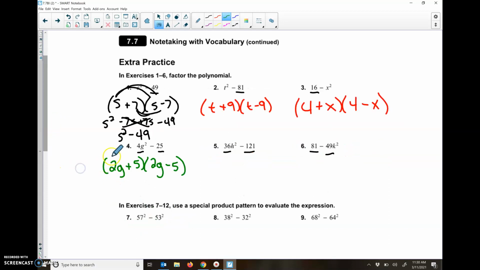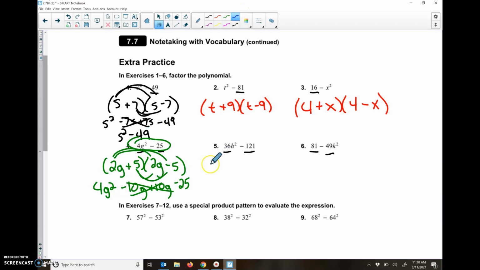Then same thing, if we test it out and double check, we get 2 times 2 is 4g squared. 2 times negative 5g is negative 10g. 5 times 2g is positive 10g. And then 5 times negative 5 is negative 25. Positive 10g and negative 10g cancel to 0, so we're just left with 4g squared minus 25, just like it says in the problem.